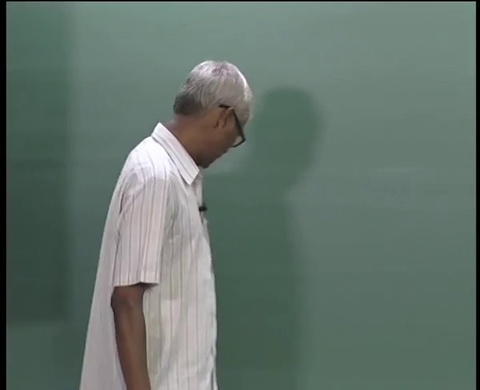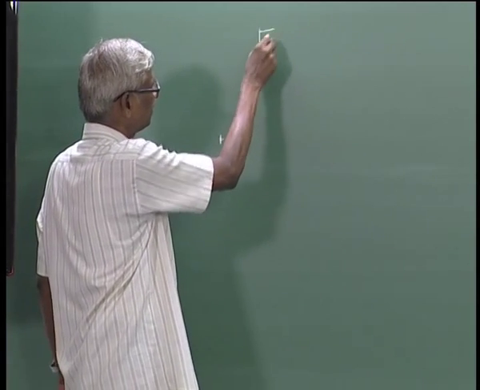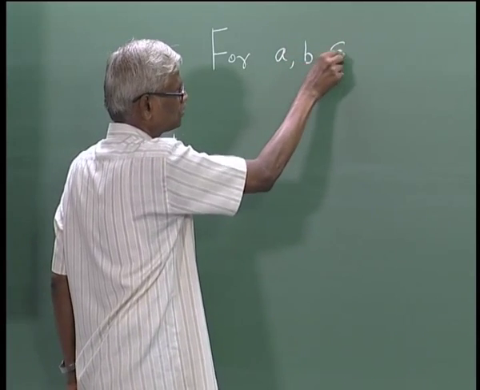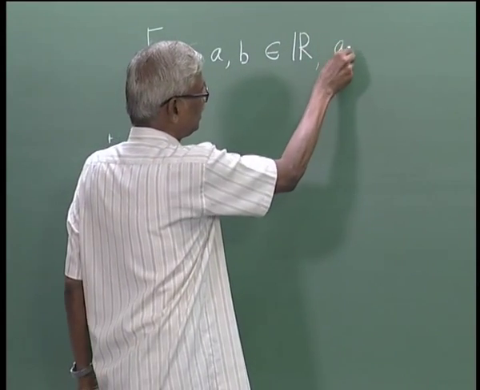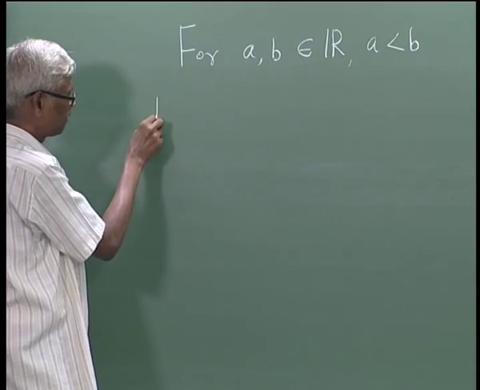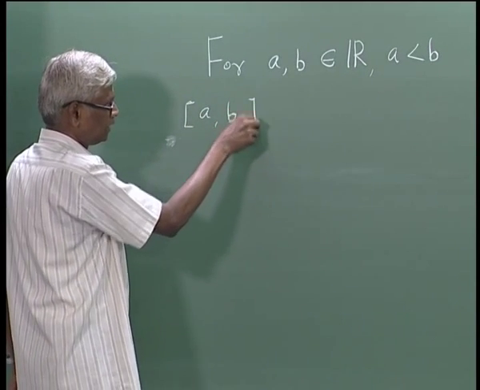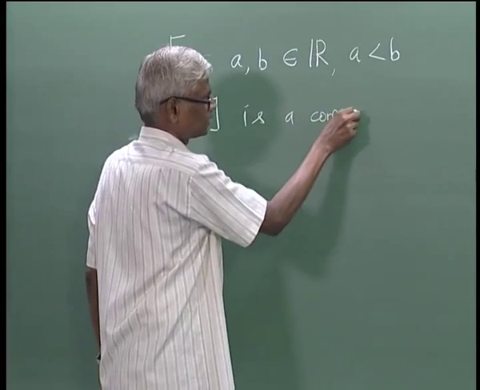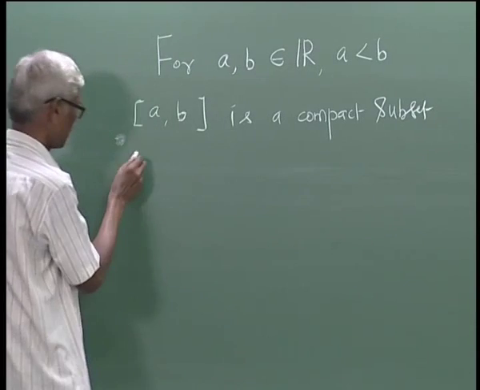Let us prove that in R, that is, for a, b belonging to R with a less than b, the closed interval [a, b] is a compact subset of R.